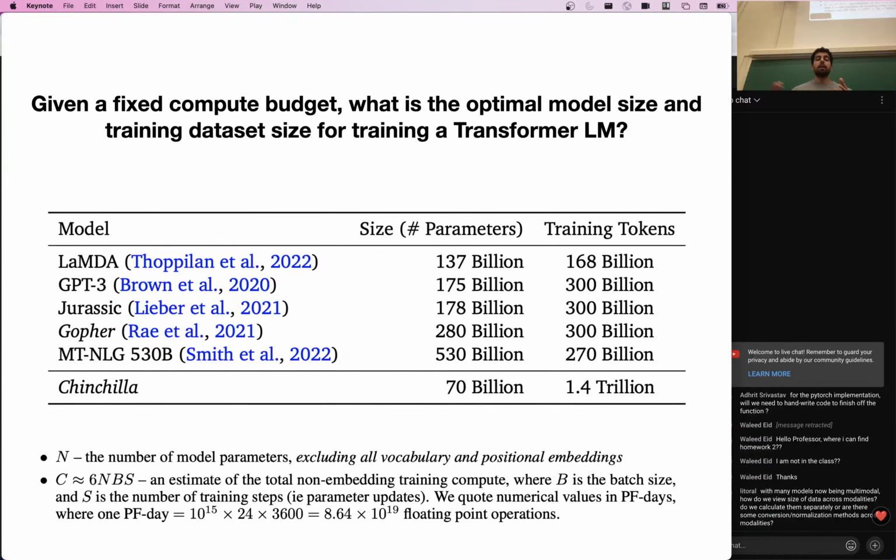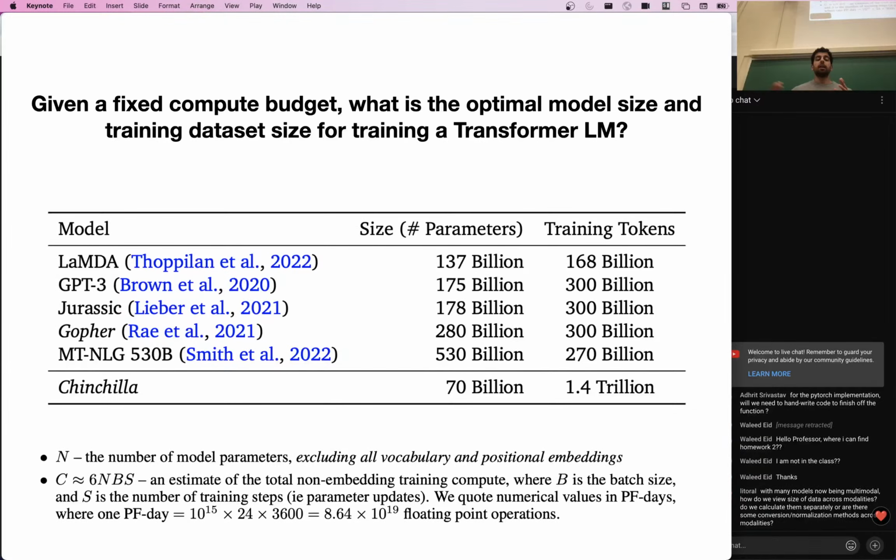They use this approximation here, 6 times n, which is the number of parameters in the model, times b, which is the batch size, times s, which is essentially the number of iterations, the number of batches that the model sees. So basically your compute increases for one batch if your model is a lot bigger, right? A smaller model is going to take much less flops than a larger model to do forward and back prop over one batch. And then the rest of it is just how many batches do you have and how big are those batches.